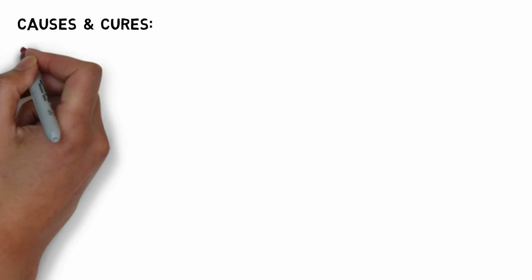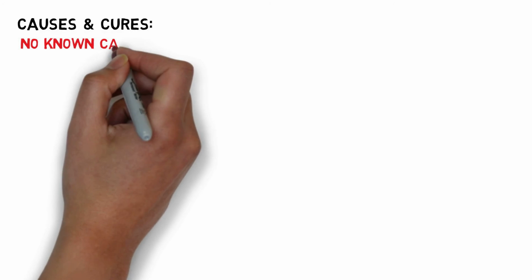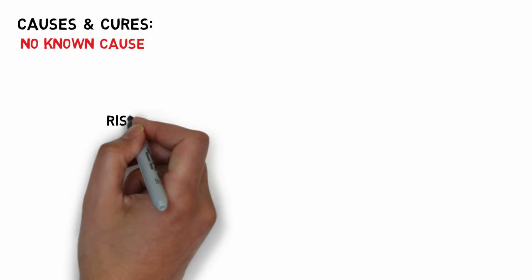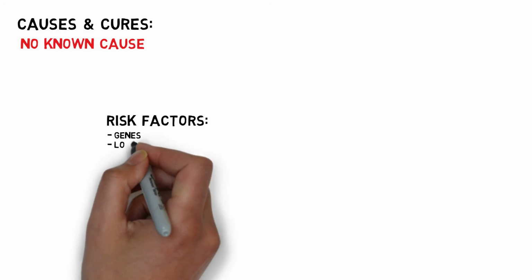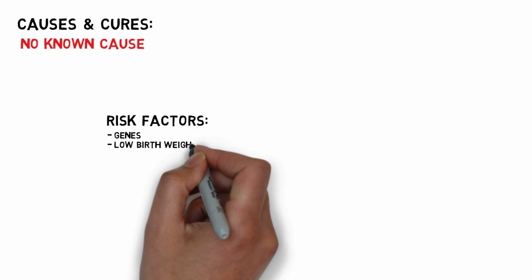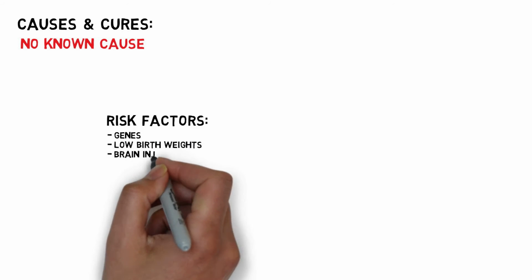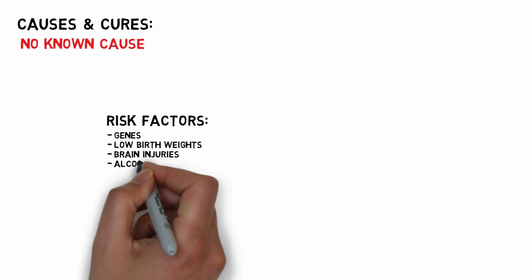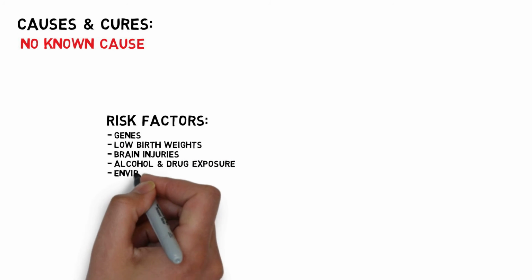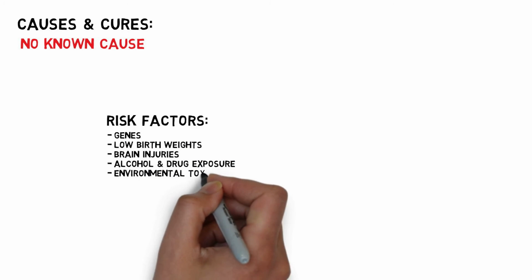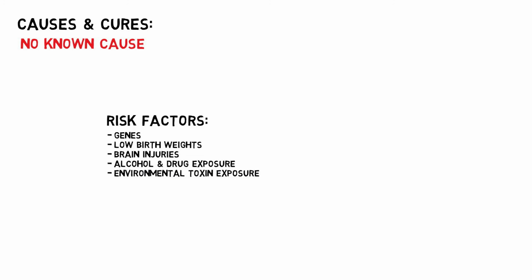Though the cause of ADHD is not fully known, it is widely accepted that certain risk factors can cause its onset. The possibilities include genes, low birth weights, or brain injuries that can create the deficiencies of norepinephrine and dopamine. Additional risks, like exposure to alcohol and drugs while in the womb, or contact with environmental toxins before or after birth, have all been linked to ADHD cases.